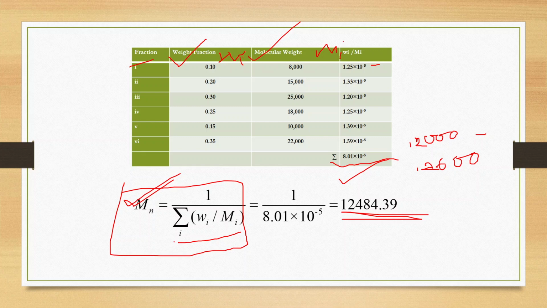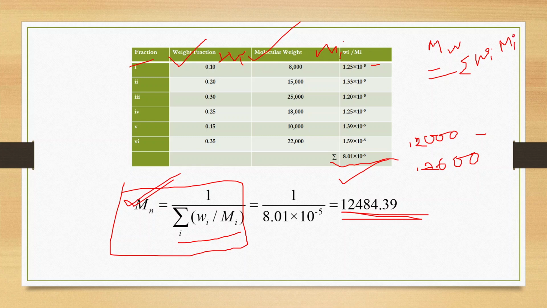So what happens if they have asked you to calculate the Mw, the weight average molecular weight? If they have asked that, then that will be much easier for you, because what is the formula for Mw? Mw is the summation of weight fraction Wi into Mi.